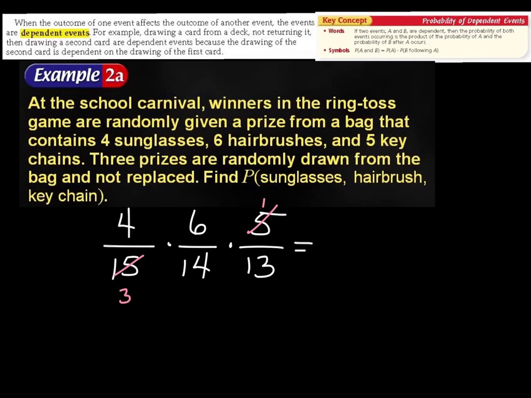And canceling is always a good idea with fractions. I can cancel the 4 and the 14. And I think that's all we can do. So 2 times 2 is 4 times 1 is 4 over 7 times 13 is 91. So of it happening in that specific order, our probability is 4 out of 91.